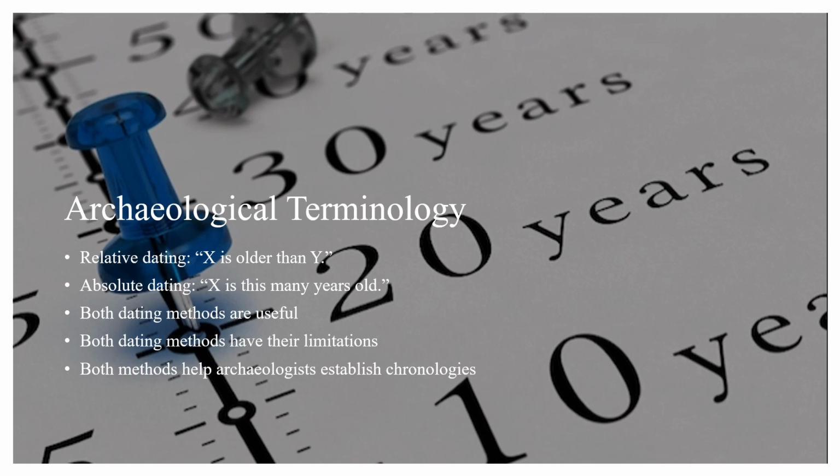There are two major dating methods that archaeologists use to establish chronologies of the artifacts they find. These are relative dating and absolute dating. Relative dating says artifact X is older than artifact Y. Absolute dating says artifact X is this many years old. Both dating methods are useful, but both have their limitations. As such, archaeologists use both relative and absolute dating to establish chronologies for the artifacts they discover.